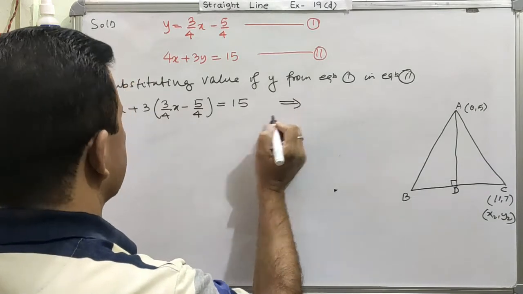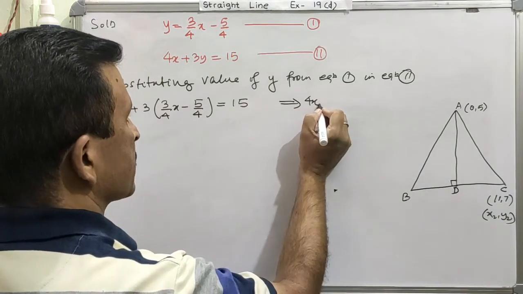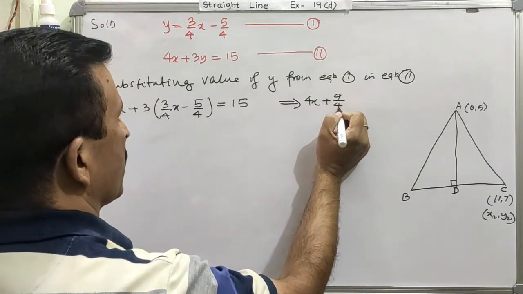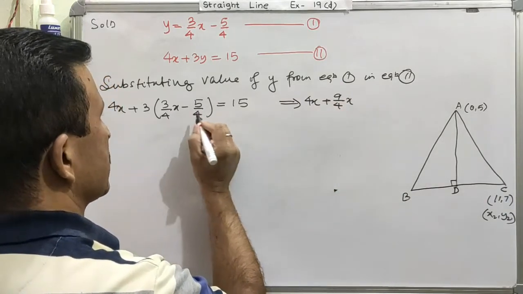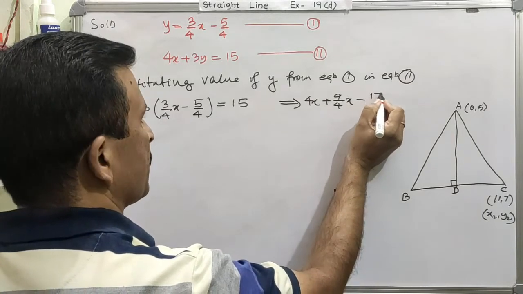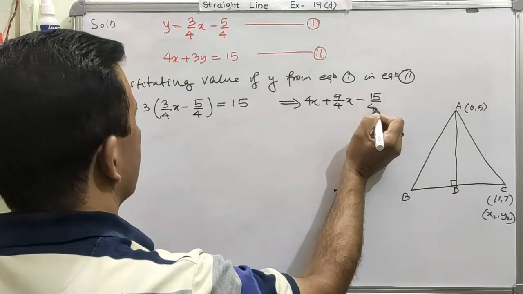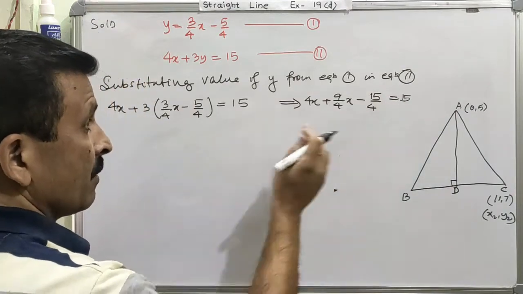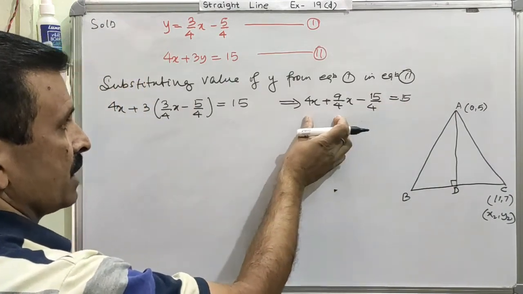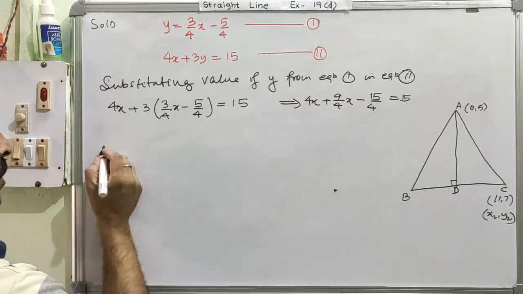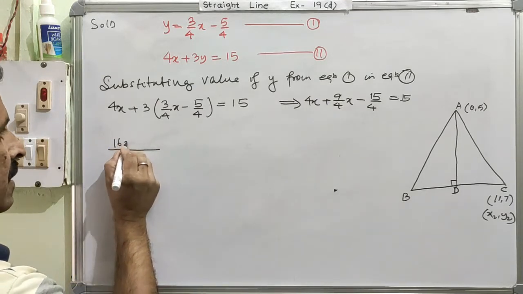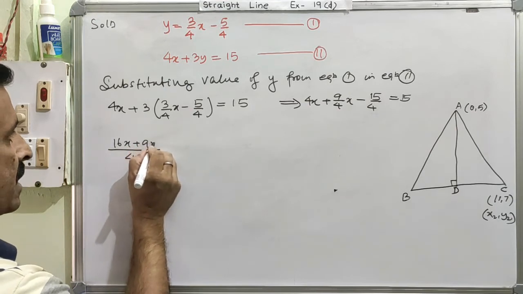So here itself I will continue. This is 4x. Now with this you multiply. This will be 9 over 4x, and then this into this will be minus 15 over 4, and right hand side is 15. Now we will collect the like terms. We will simplify these two together. So simplifying this together, the LCM will be 4. So 16x plus 9x.